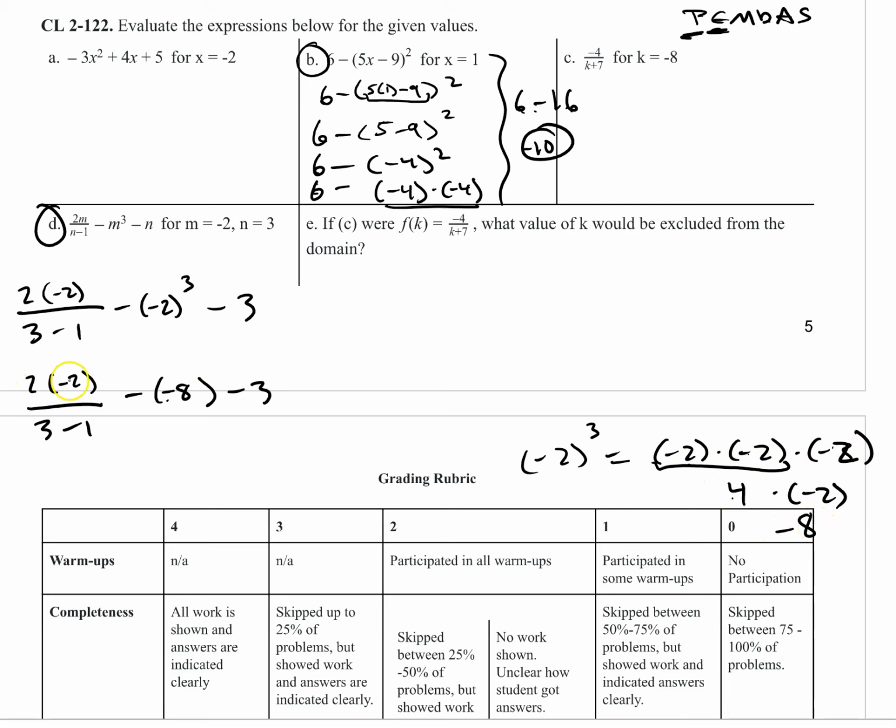Alright, so then we have 2 times negative 2. That's negative 4 over 3 minus 1 is 2. And then here we're subtracting negative 8. When you subtract a negative number, it's like adding it. Alright, negative 4 divided by 2, that's going to be negative 2 plus 8 minus 3. Negative 2 plus 8 is 6 minus 3, answer 3.